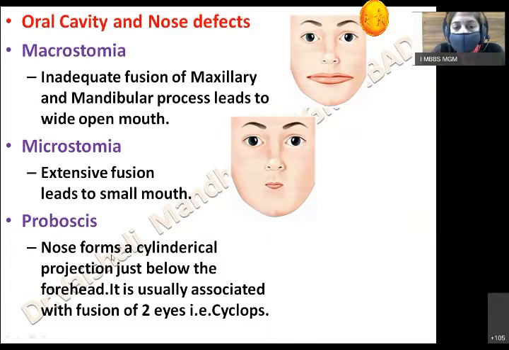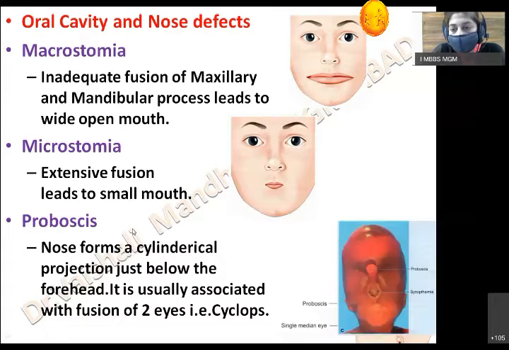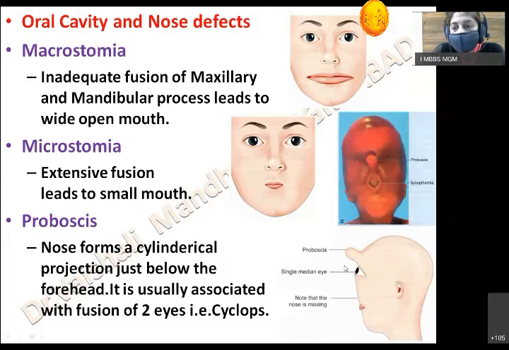The nose is formed as a cylinder just below the forehead, and below the nose you get a single eye, as seen in the cyclops, and that condition is called proboscis. So this is the nose process, proboscis, and this is the single fused median eye. This condition is called proboscis. So that is about the oral cavity.